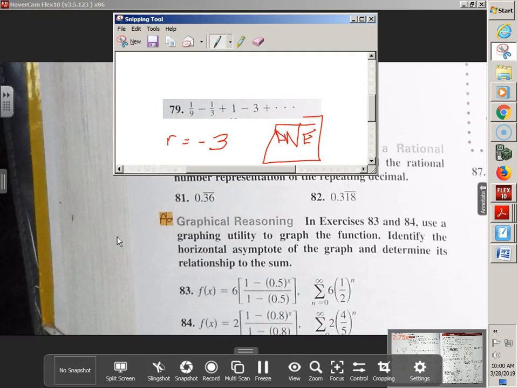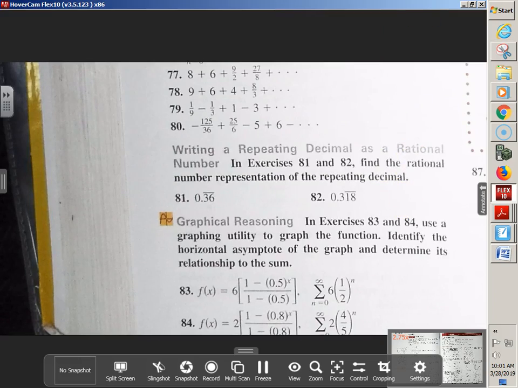So for infinite, if it's a negative number whose absolute value is bigger than 1, then it's DNE. So negative and positive doesn't really make it converge or diverge. It's more like forget the sign, look at the number. Does that make sense? So if it's less than 1, then you plug into your formula a1 over 1 minus r. Good. That was 79.